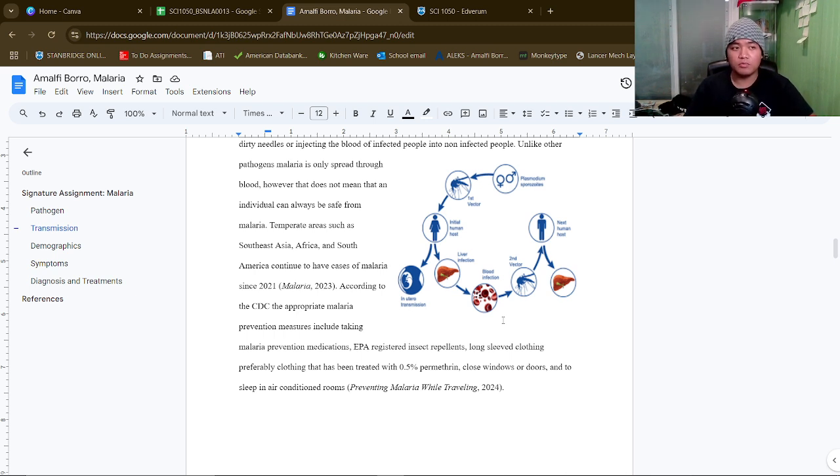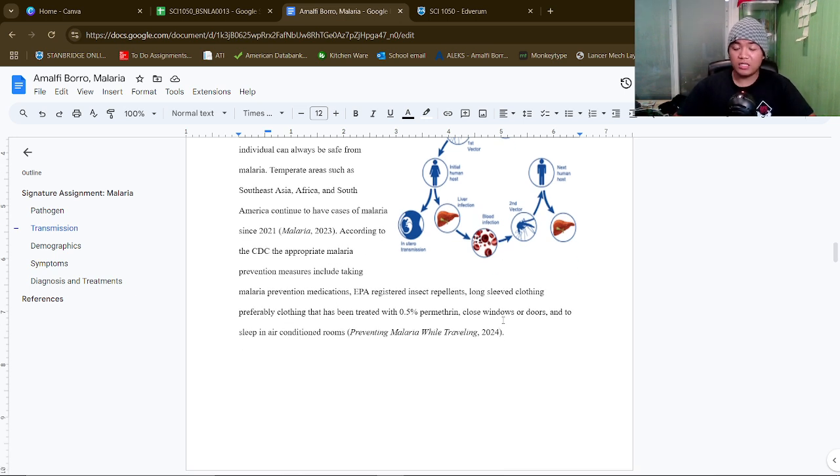Plasmodium vivax is able to survive in colder climates. The CDC recommends taking malaria prevention medications whenever going to areas where malaria is still endemic. Using insect repellents to help prevent mosquitoes from biting you, along with long-sleeve clothing, and keeping doors closed, and having air conditioning when sleeping. All these are main methods to just prevent mosquitoes in general.